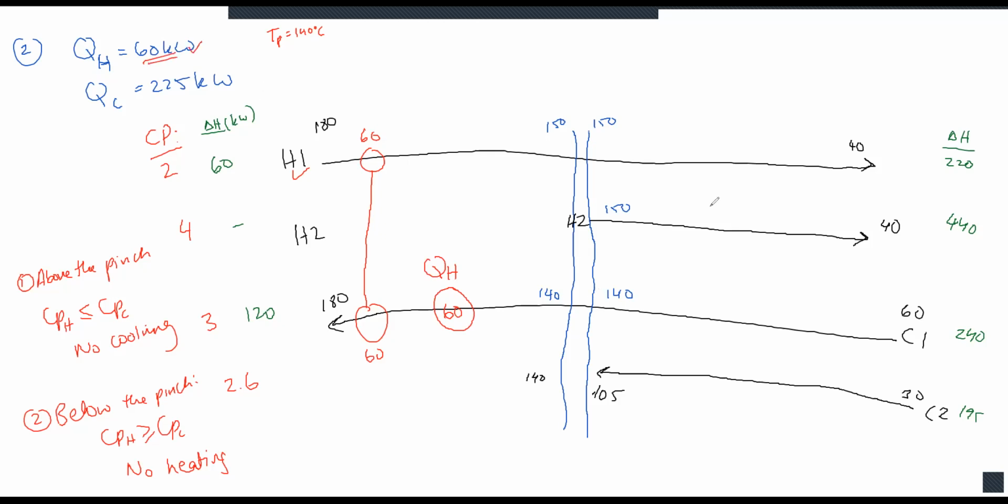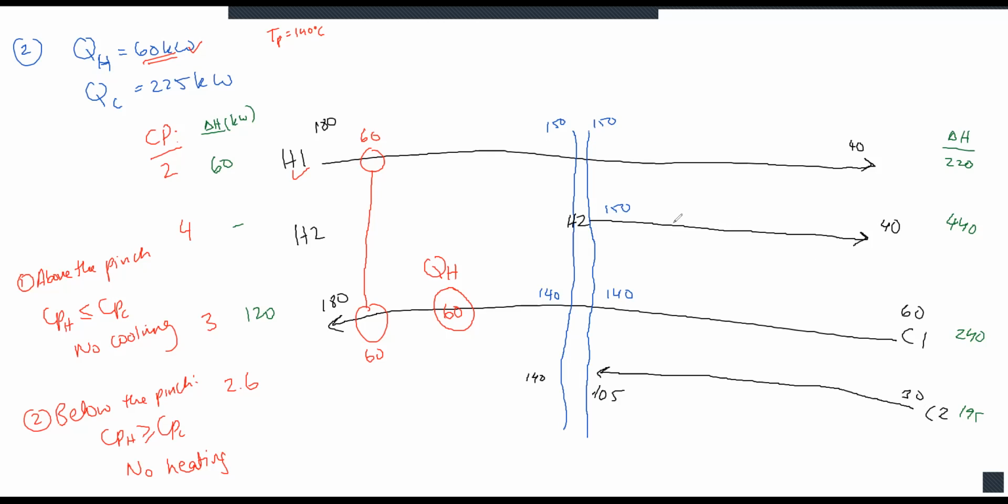Okay, now let's have a look below the pinch. And again, remember, below the pinch, CP hot has to be greater than CP cold. So let's have a look at the first one. CP hot is 2. And C1 CP cold is 3. So this transfer is not possible. Okay, let's have a look at the second one. 2 with C2, this is 2.6. This is also not possible. So I can't really transfer any heat from H1 to C1 or C2 unless I use a split stream, but the split stream determination is usually made at the very end.